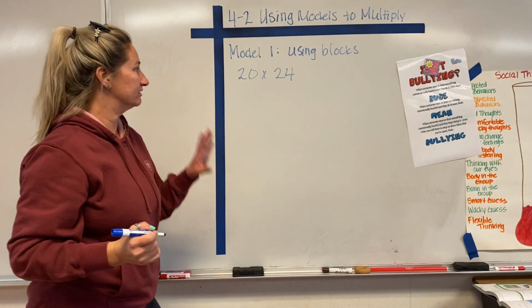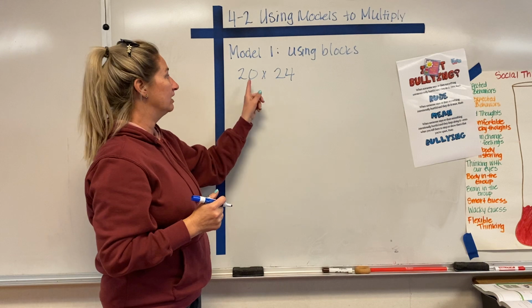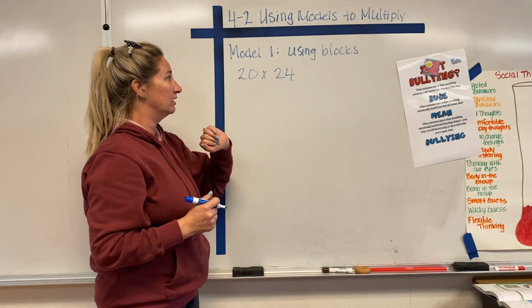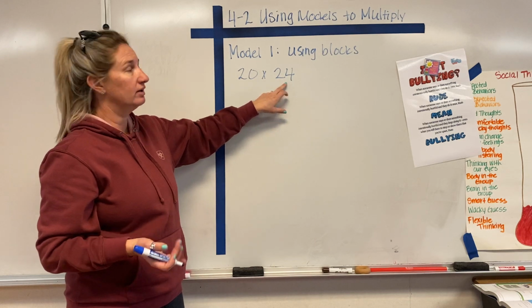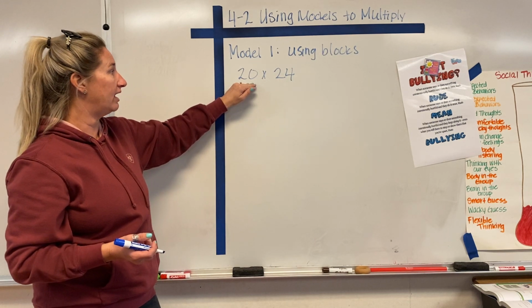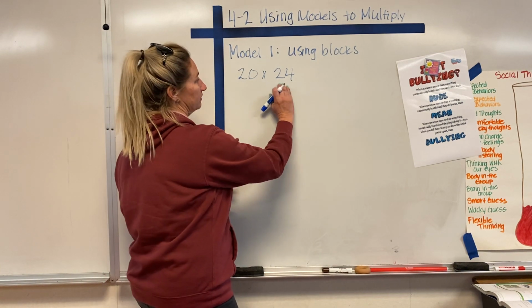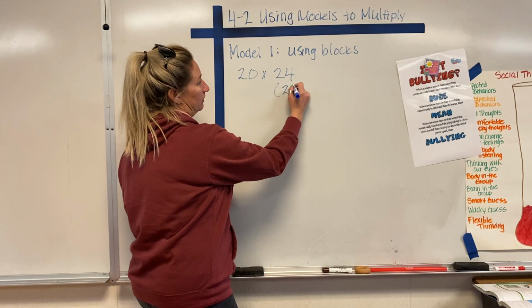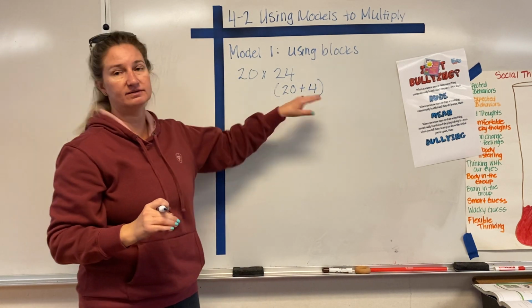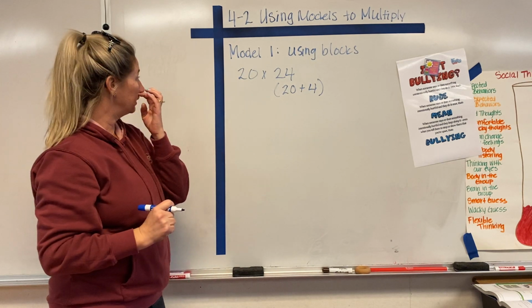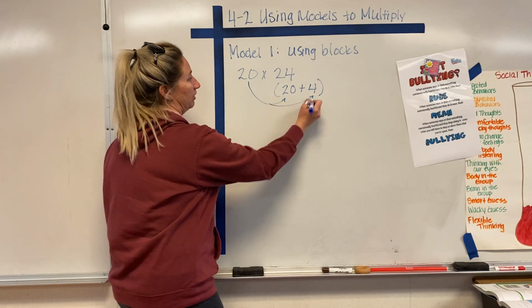Okay, and here's the difference between yesterday and today. Yesterday it was two multiples of 10, so two numbers that ended in 0. Today we have a regular two-digit number multiplied by a multiple of 10. So what we're going to do is split 24 apart into 20 plus 4, into its tens and its ones. And then we're going to multiply 20 by each one of those parts.